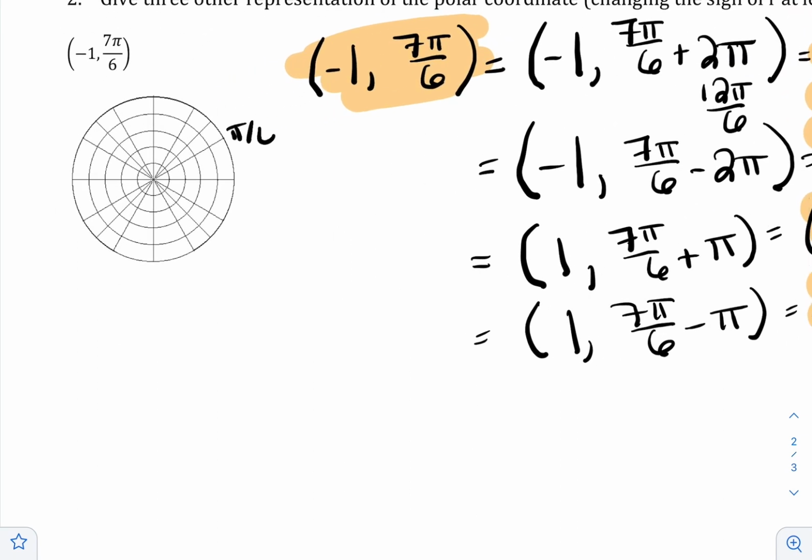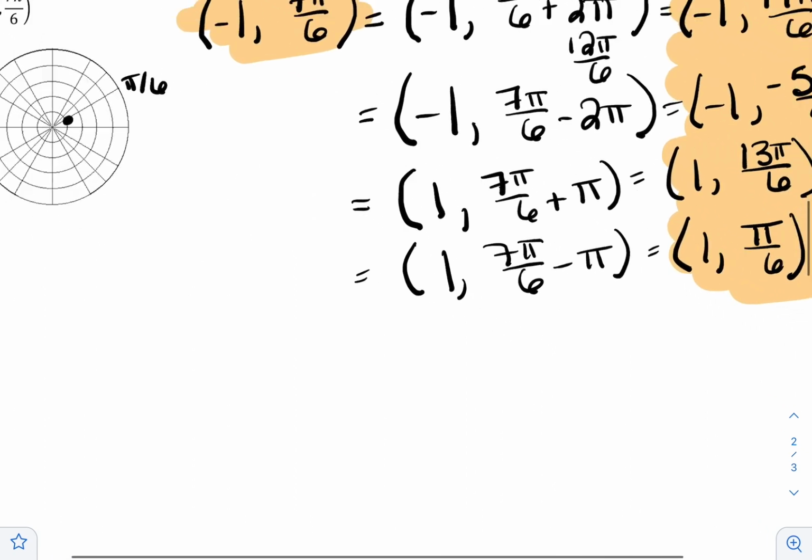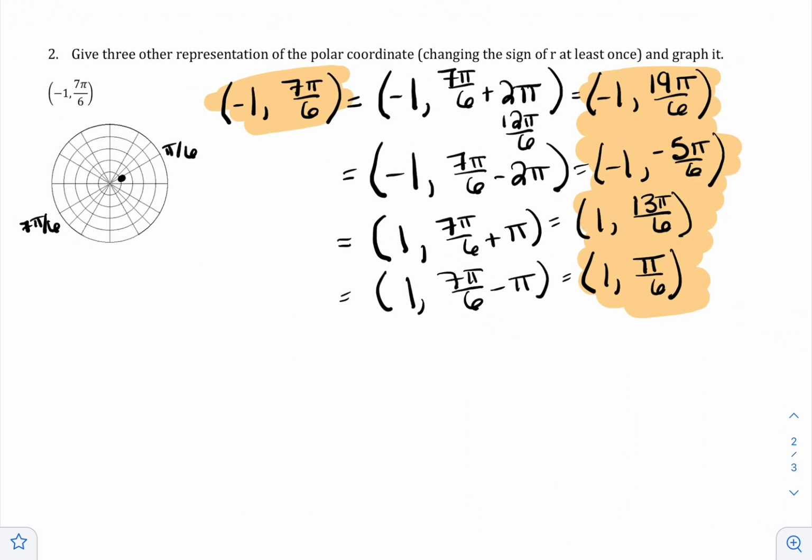So pi over 6 is here, and then 1 would be the point right here. And there it is. If you graphed it using the first one, this would be 7 pi over 6, but because the r is negative, you would walk backwards. So this is how you write multiple representations. This is important because we're going to be graphing equations, and when we graph equations and create points, sometimes you're going to be graphing the same points. And that's normal because there are multiple representations of the same point.